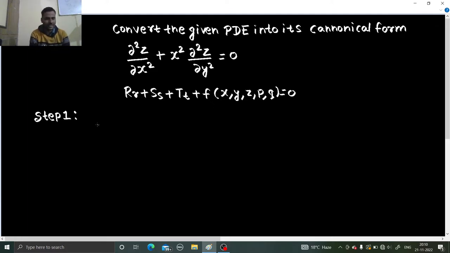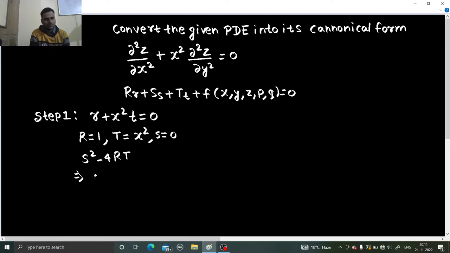So the given equation can be written as r plus x square t equals to 0. Fine enough. Coefficient of small r is capital R, which is here 1. Coefficient of small t is capital T, which is here x square. So if we find the value of s square minus 4rt, s is 0 here. So 0 minus 4 into 1 into x square, which is coming out to be minus x square. Because x square always remains positive, this overall quantity will remain negative, so this is less than 0. Whenever s square minus 4rt remains less than 0, we say it is elliptic. So it's an elliptic partial differential equation.